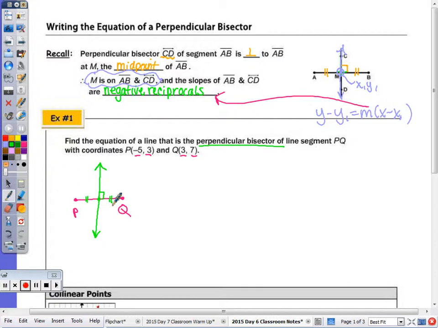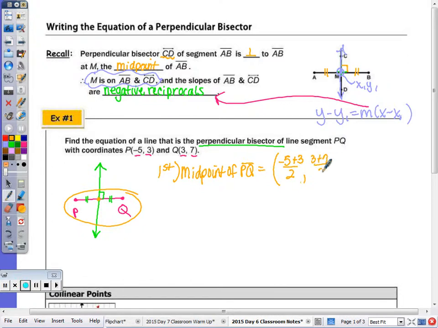So if I'm given the coordinates of PQ, the first thing I want to do is find the midpoint of PQ, because that'll give me a point that's not only on PQ, but it's on the perpendicular bisector. So first, the midpoint of PQ equals average of the x's, average of the y's. So negative 5 plus 3 over 2, 3 plus 7 over 2. So I end up with negative 2 divided by 2 and 10 over 2, which is the midpoint, negative 1, 5. So I know that this point is on this green line, negative 1, 5. So I know my x1, y1.